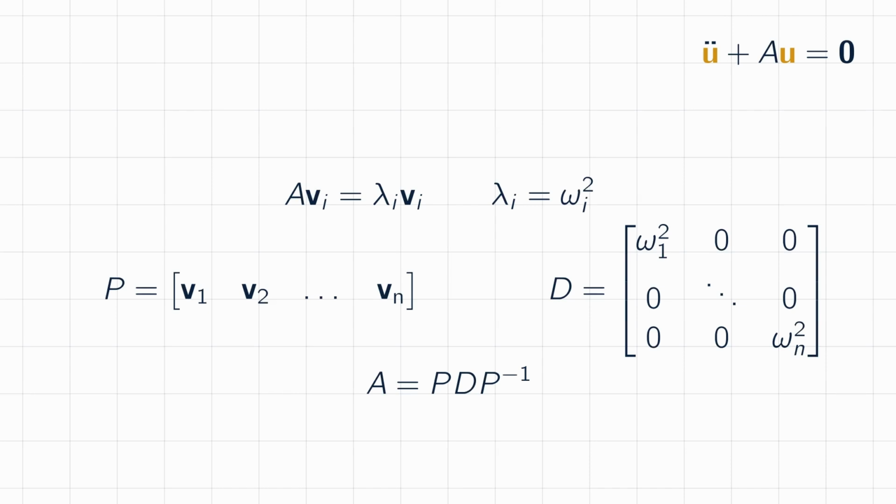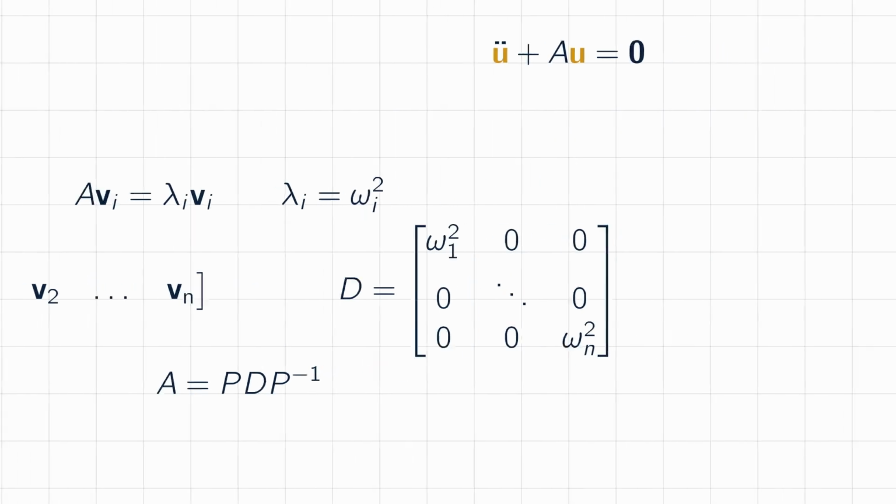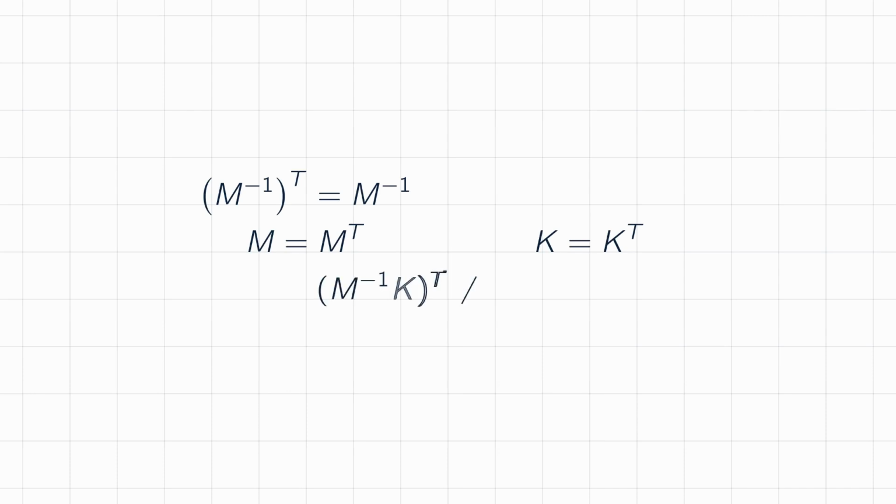But why can we present the lambdas as squares of some number? How do we know that they are positive? Well, for a start, M and K are symmetric matrices. They are equal to their own transpose. Then, also M's inverse is symmetric. You will check this yourself in the exercise part. However, the product of two symmetric matrices is not necessarily symmetric, which you can also see during the post-video exercise.